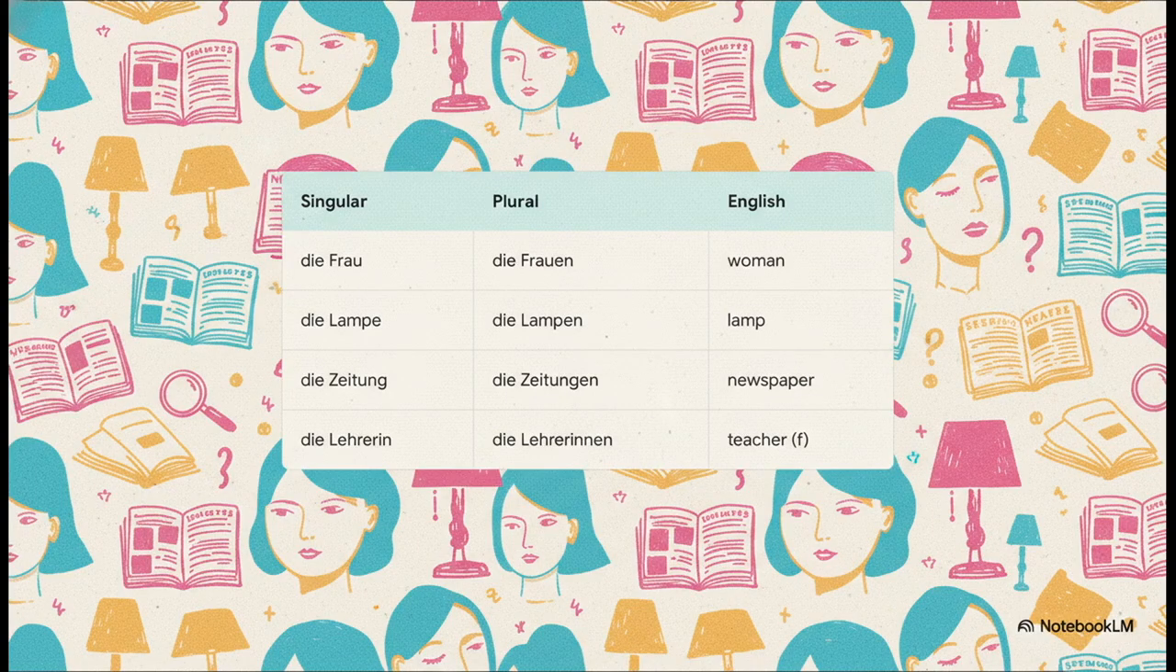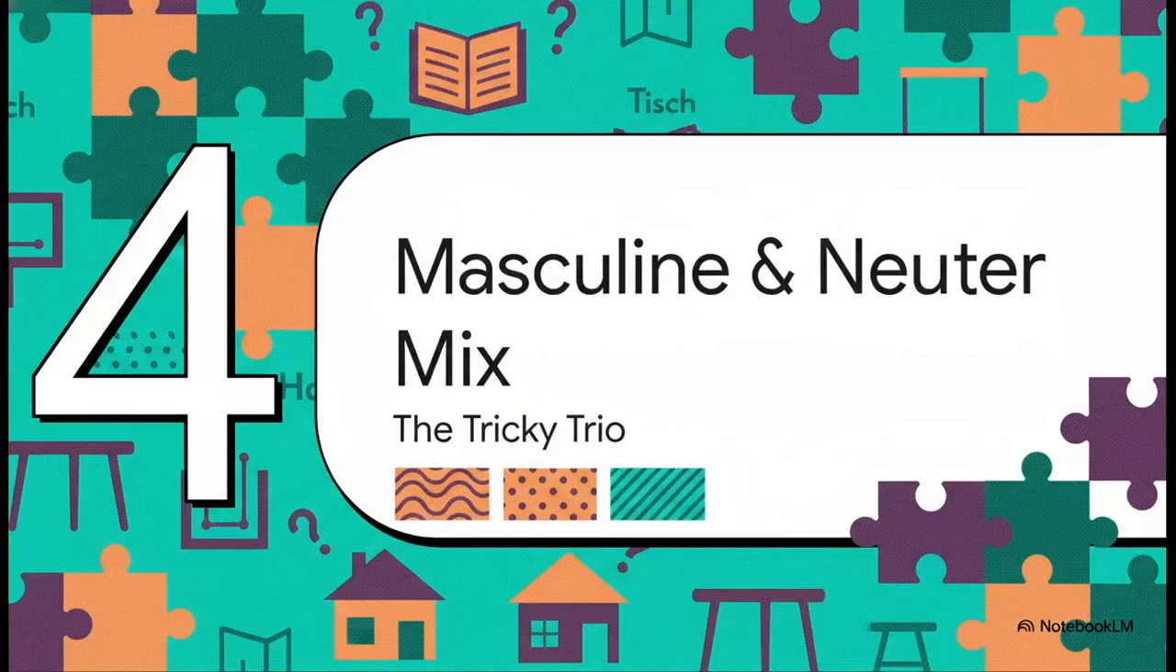Next up, we have the N ending. This one is a real workhorse. And here's the ultimate hack. The vast majority of feminine nouns, the die words, take this ending. So if you see a noun with die, your first thought for the plural should absolutely be N. Oh, and check this out. For female professions, it's always innen. Lehrerin to Lehrerinnen. It's so beautifully predictable. Okay, now that we've banged out those easy ones, let's wade into slightly deeper waters with the trickier trio.